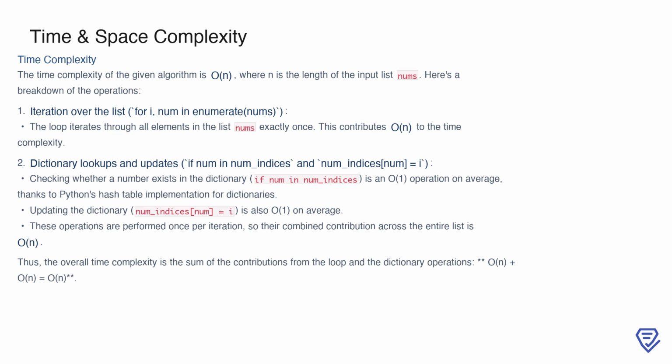Let's break this down step by step. First, the loop iterates over the list using the enumerate function, which processes each element exactly once. This contributes an O(n) factor to the time complexity. Next, we have dictionary operations, such as checking if a number is already in the dictionary and updating it with the current index. These operations, thanks to Python's efficient hash table implementation, are performed in constant time, or O(1), on average. Since these dictionary operations occur once per iteration, their total contribution across the entire loop is another O(n). By adding these contributions together, we get O(n) plus O(n) equals O(n) as the overall time complexity.